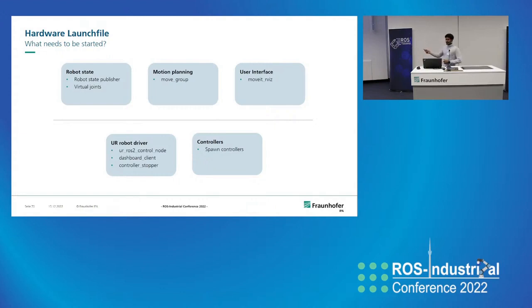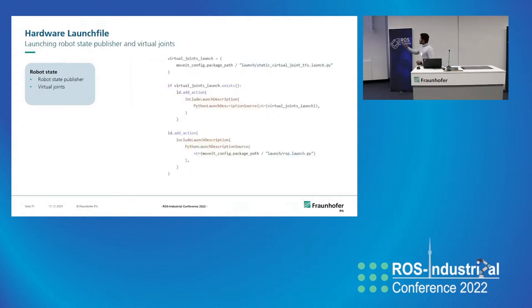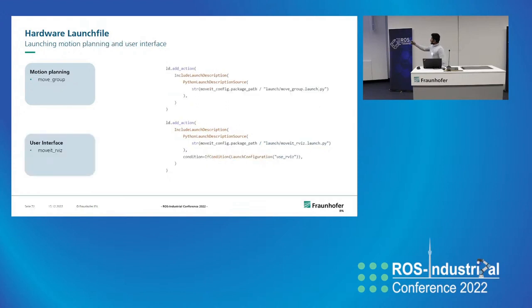And I'll walk you through the launch files. So here, we are adding the virtual joint launch file and the RSP launch, which is the robot state publisher launch file, which is actually generated by the MoveIt wizard. And in the next step, we add the move group, which is also being generated. Then MoveIt RViz is added to the launch file.